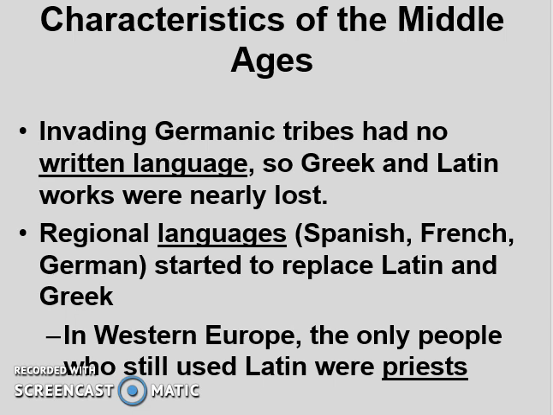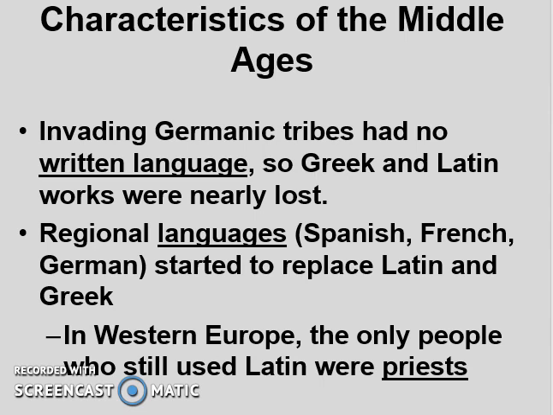So characteristics of the Middle Ages included the following. Invading Germanic tribes had no written language, so Greek and Latin works were nearly lost. So as these Germanic tribes were invading, they didn't write down things from Greek and Roman achievements that we've talked about. We've talked about medical achievements. We've talked about scientific and mathematic and written achievements. And these are not going to be preserved by the Germanic tribes, which is why it's so important that the Byzantine Empire and the Islamic Empire are going to preserve those works and improve on them.